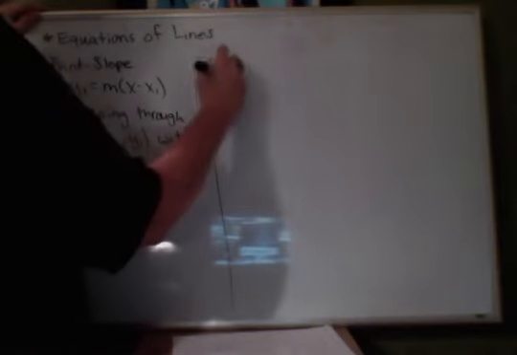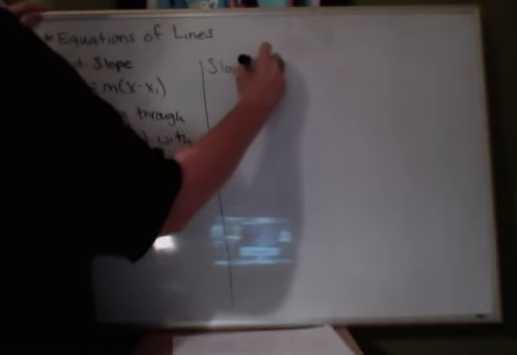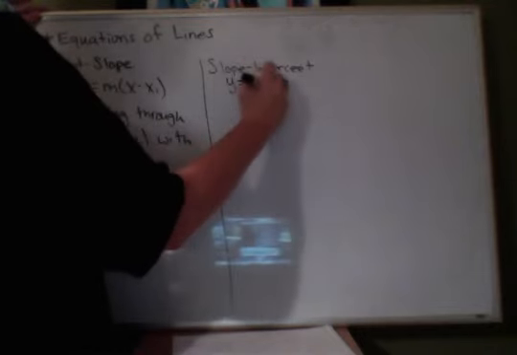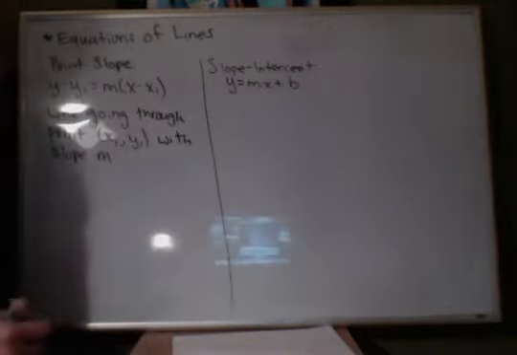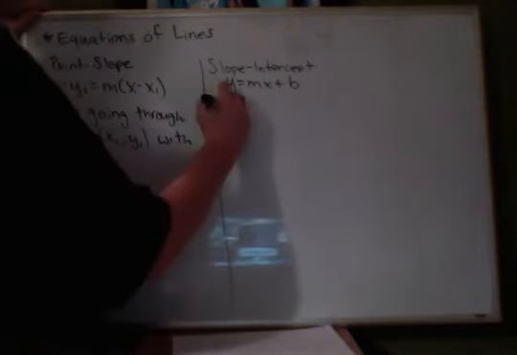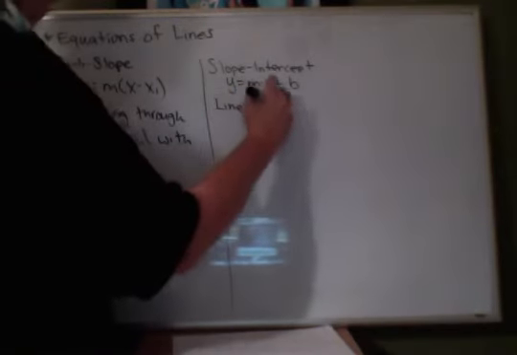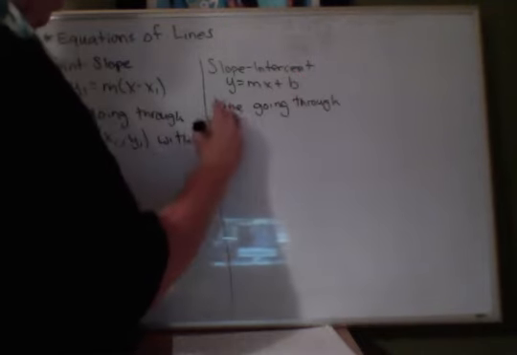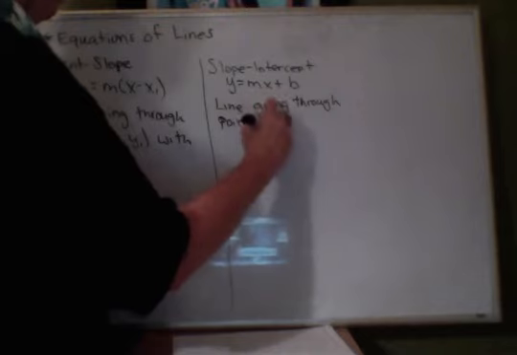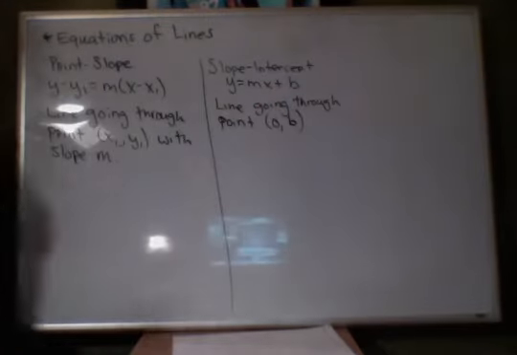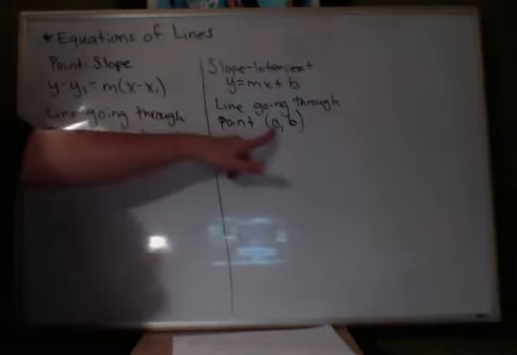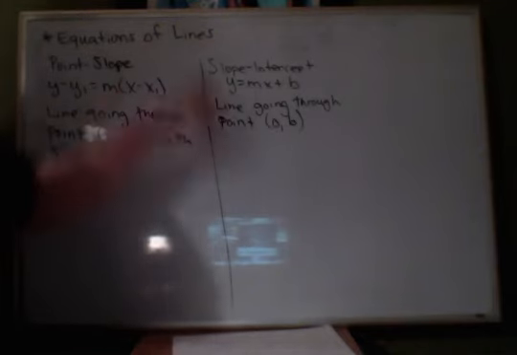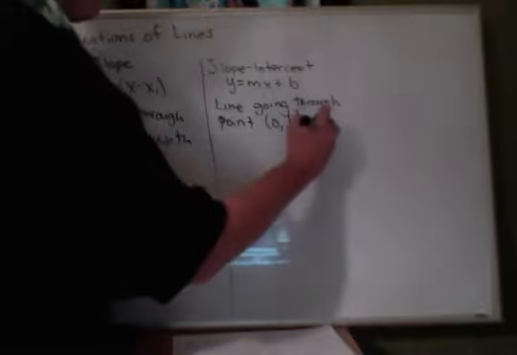We have another one that you're probably very familiar with, which is slope intercept. Y equals mx plus b. Okay. So this is a line going through point 0, b. So in the case of a point that is 0 for the x-coordinate and some number b for the y-coordinate, that's a y-intercept with slope m.